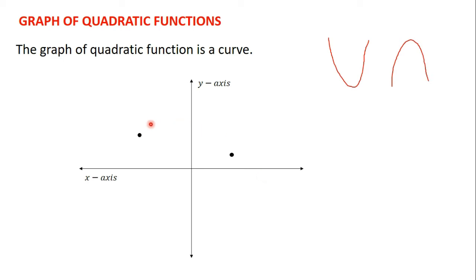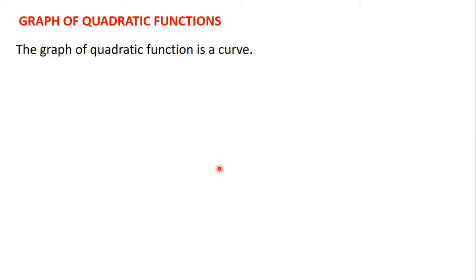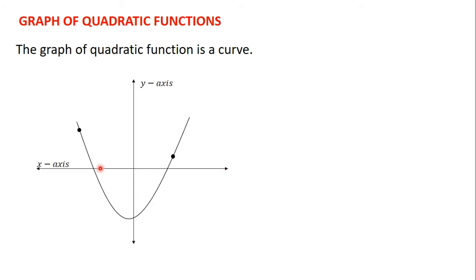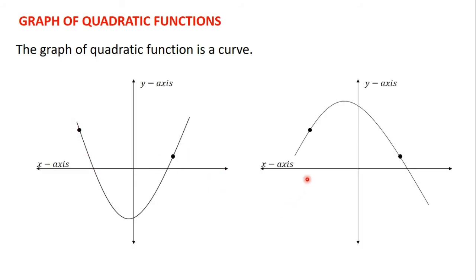Now, how will you determine the shape of this quadratic curve with just 2 points? It will be difficult, because our curve can look like this or it can look like this. So as you can see from this illustration, 2 points will not be enough to draw the graph of a quadratic function, because with only 2 points, it will be difficult to determine whether our curve looks like this or like this. So clearly, to draw the graph of a quadratic function, you will need more than 2 points.